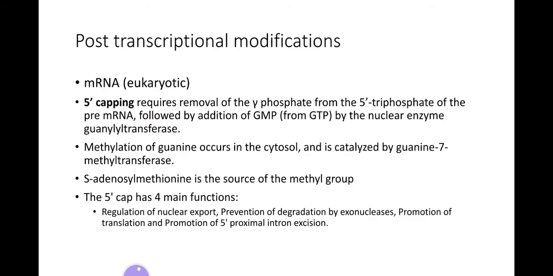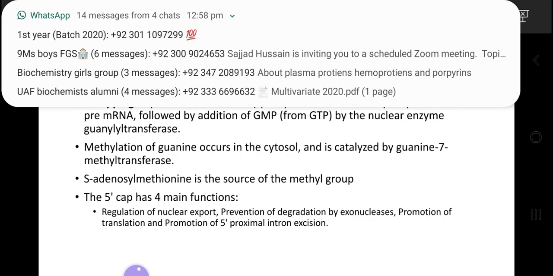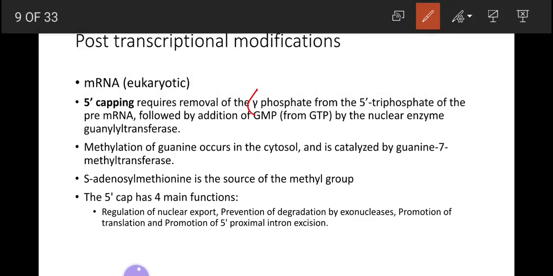So we will see in detail how mRNA in eukaryotes is modified. First of all, the 5' capping. 5' capping requires removal of the gamma phosphate from the 5' triphosphate of the pre-mRNA. The terminal phosphate group is removed, and then there is the addition of GMP from GTP.